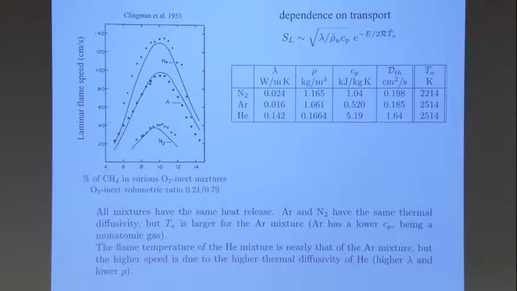So the thermal diffusivity affects the adiabatic temperature, and therefore, right. So the flame temperature of the helium mixture is similar to that of the argon mixture, but is much higher than the nitrogen, due to the higher thermal diffusivity of helium. Did I explain that right or not? Probably not.